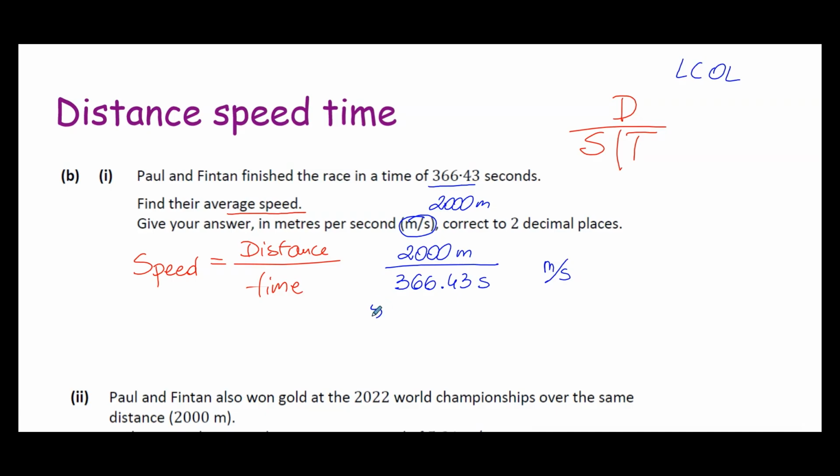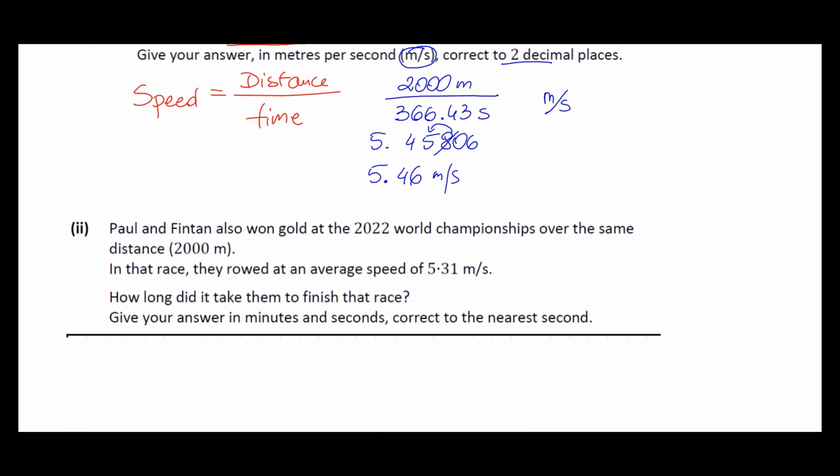So we put that in the calculator and we get 5.45806. We have to give it to 2 decimal places, so we cut off the 8, and because we cut off an 8, we have to add 1, so 5.46 meters per second. Now let's have a look at the second part.